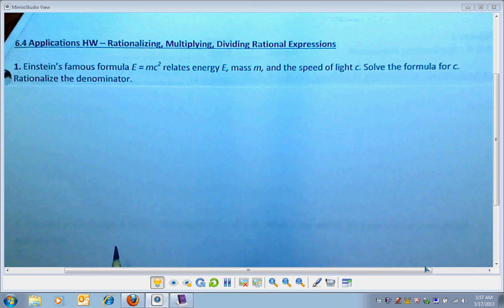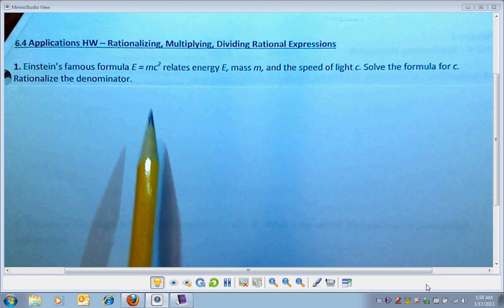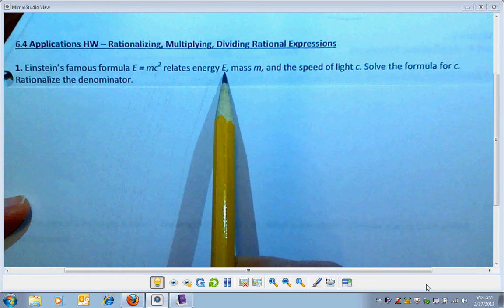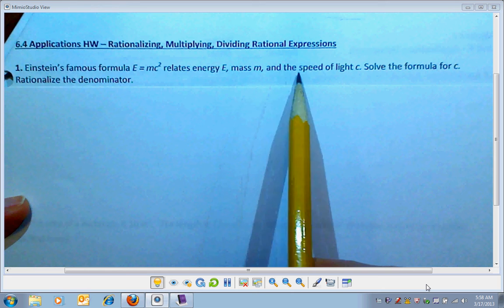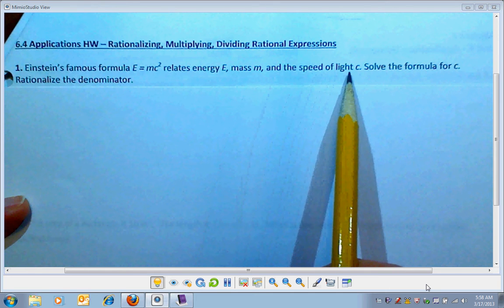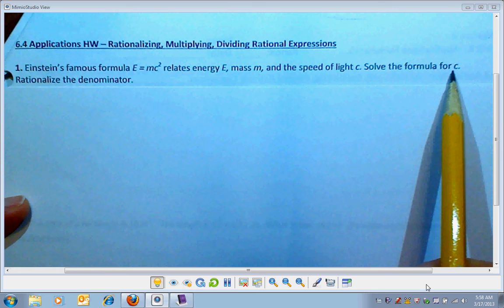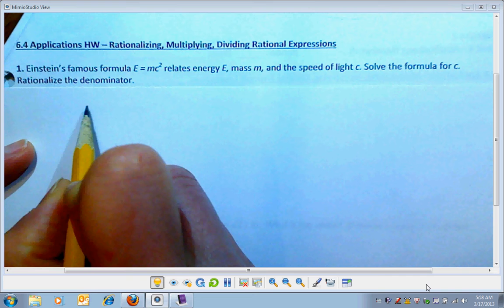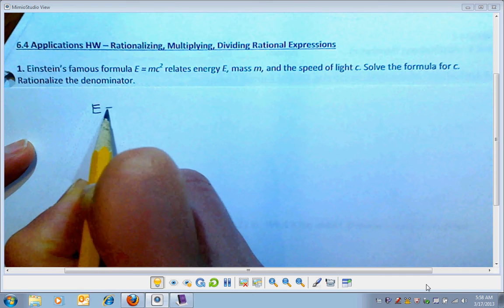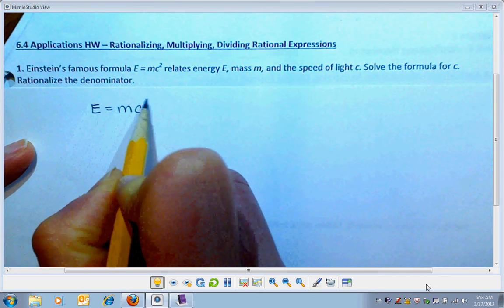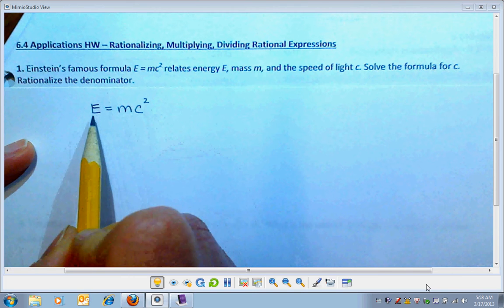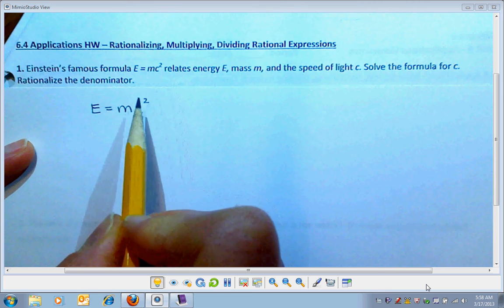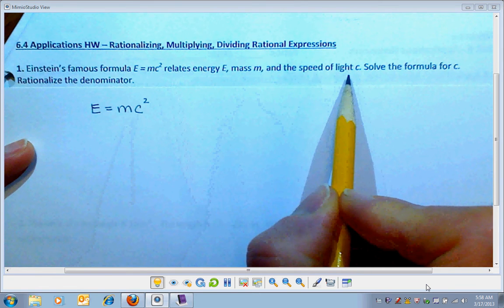Let's look at Einstein's famous formula, E equals mc squared, which relates energy E, mass m, and the speed of light c. So we're supposed to solve the formula for c and rationalize the denominator. So right now our equation E equals mc squared is solving for E, which is our energy, but we want to solve for c, which is the speed of light.